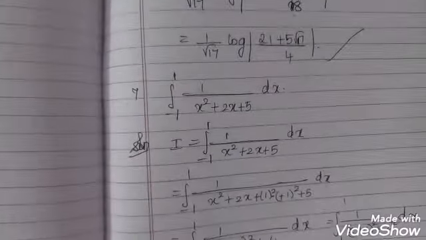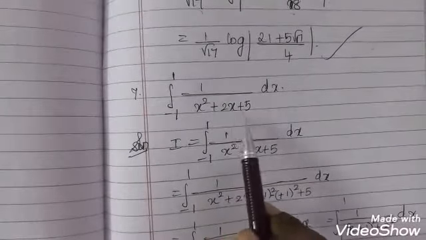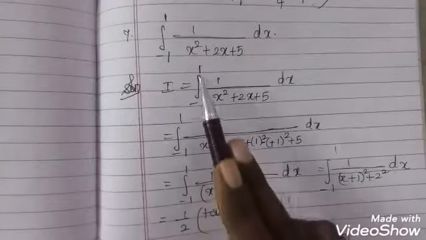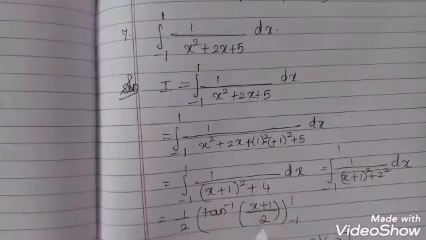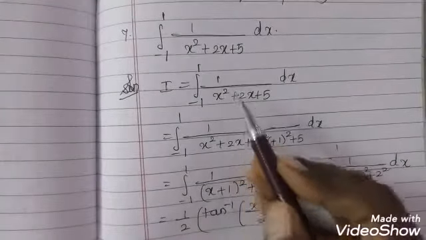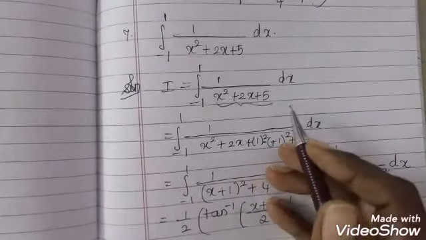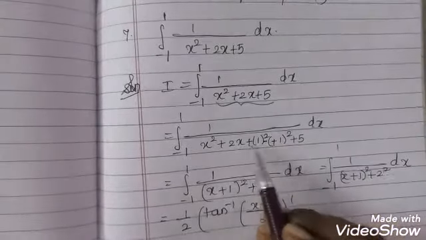Now your seventh question: integral from minus 1 to 1 of 1 by (x squared plus 2x plus 5) dx. So I is equal to the integral from minus 1 to 1 of 1 by (x squared plus 2x plus 5). As I told you for the previous problem, first of all, if you have 1 by any rational function, check if you can factorize it. You will not be able to factorize it actually.